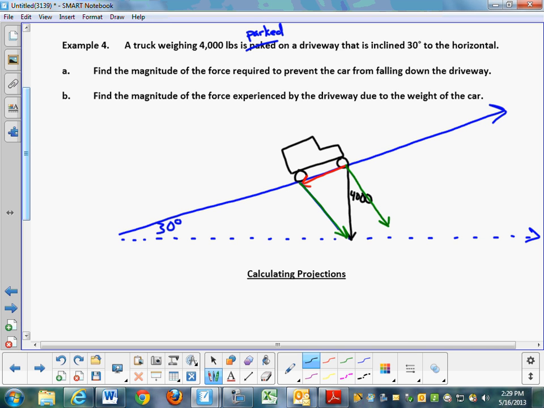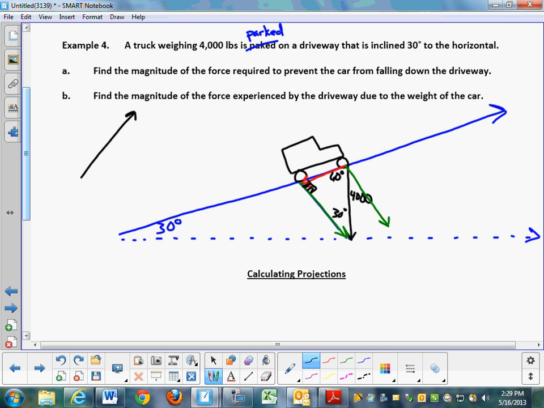Now, if this is a 30-degree angle here, what's this angle right here? 60. And we know that this is 90, and we know that this is 30 degrees. So I have a triangle right there, and I'm going to represent that triangle right up above.